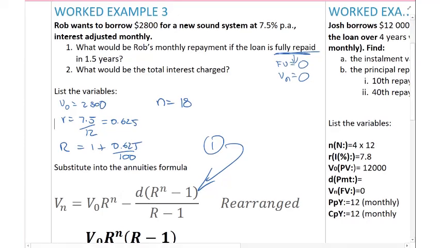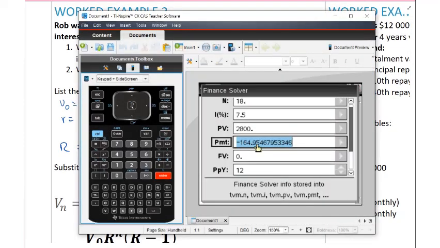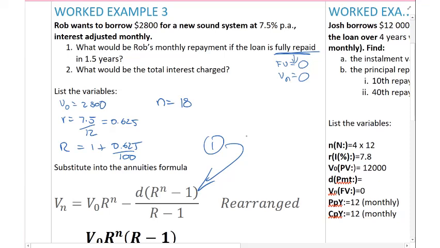So if I go to 1, my number of payments, what was it, 164.95. So the repayment is 164.95. Okay, that gives us that value there.